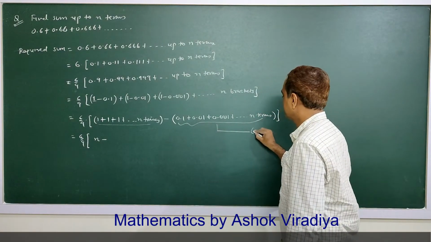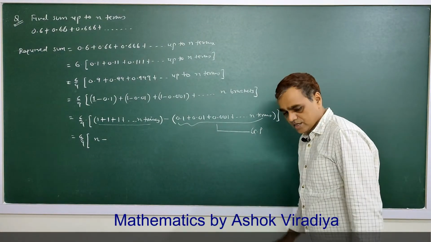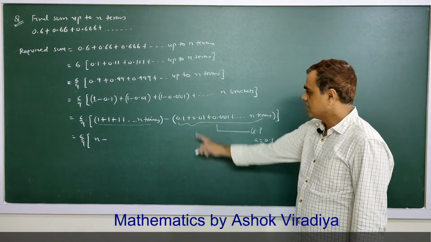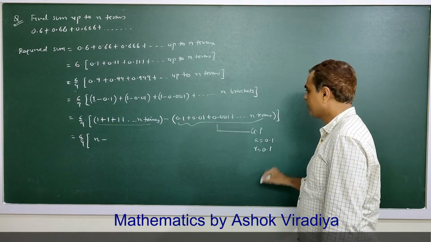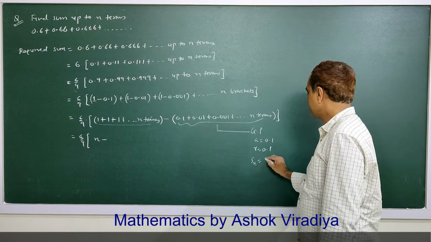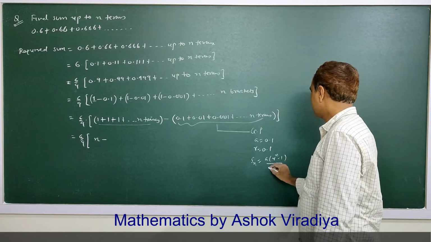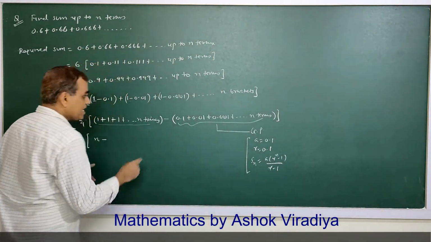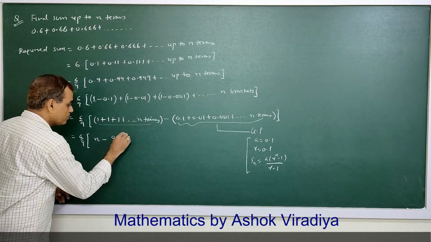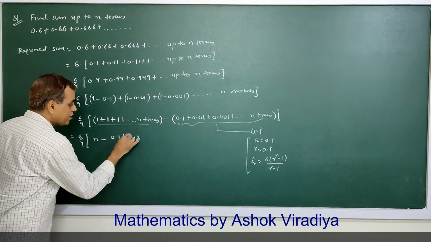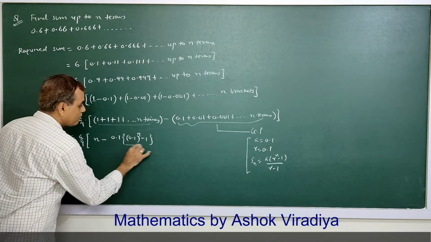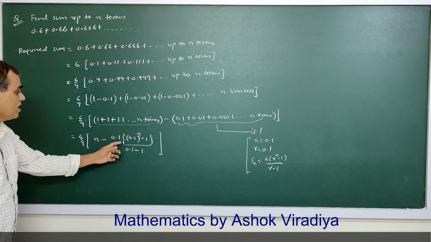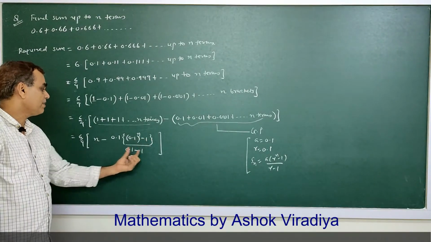It is GP, geometric progression, in which the first term is 0.1. First term is 0.1, ratio is also 0.1. So putting these values in this formula, a into r raised to n minus 1 upon r minus 1, we get the value for this expression. A is 0.1 into 0.1 raised to n minus 1 upon 0.1 minus 1.